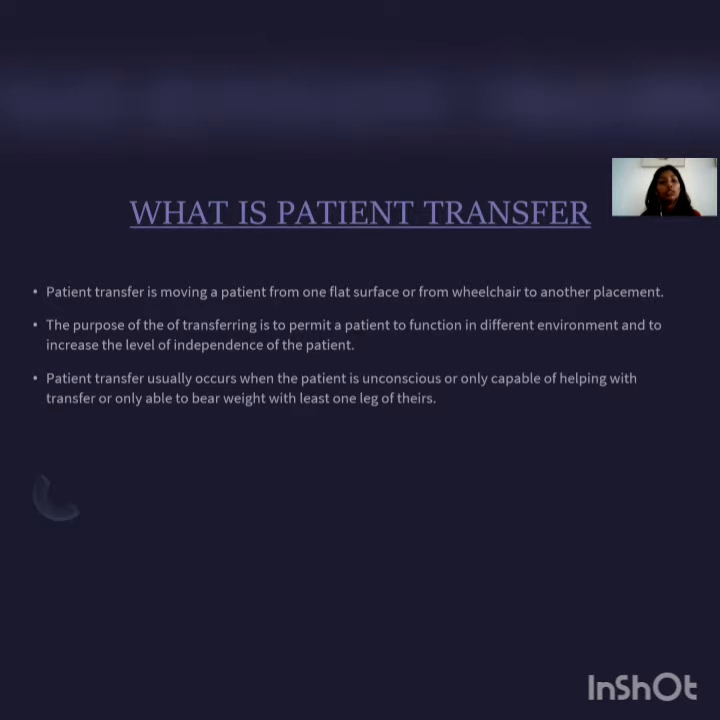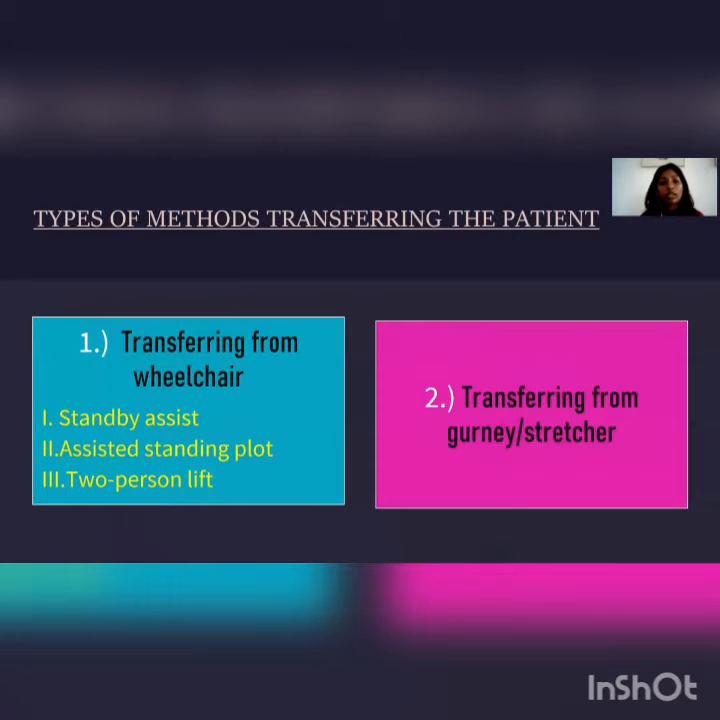Patient transfer usually occurs when the patient is unconscious, or only capable of helping transfer, or only able to bear weight with at least one of their legs. These are the types of methods of transferring a patient. The first one is transferring from a wheelchair. The second one is transferring from beds or stretchers. Meanwhile, transferring from a wheelchair has three types: standby assist, assisted standing pivot, and two-person assist.